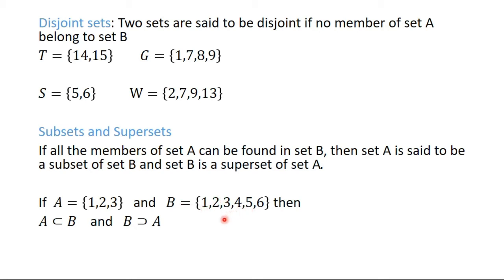Now we can see clearly that the members of set A, which are 1, 2, 3, can all be found in set B. So we say that set A is a subset of set B, or set A belongs to set B, and is written as this: set A is a subset of set B. In this case, set B becomes the bigger set from which set A was derived. So set B is a superset of set A, and is also written as this.